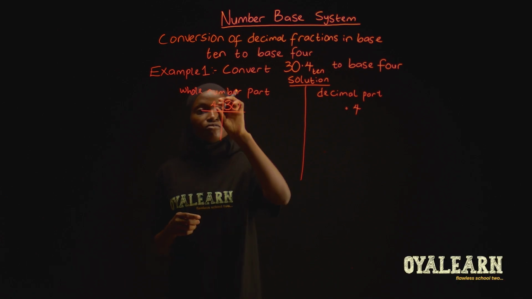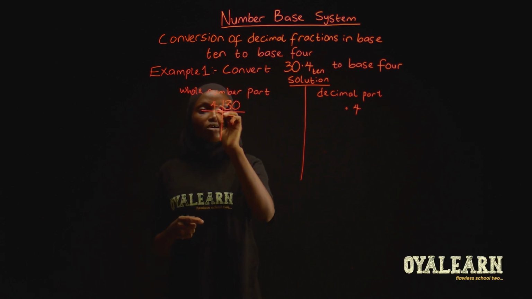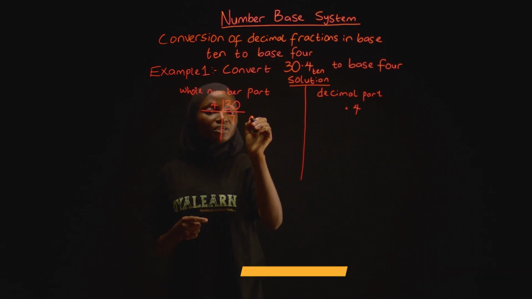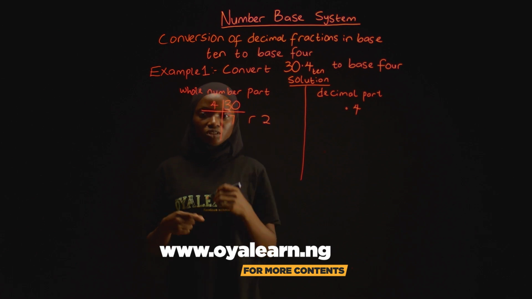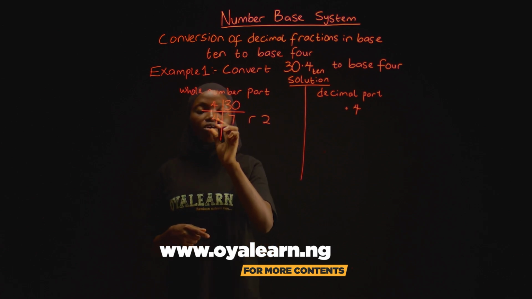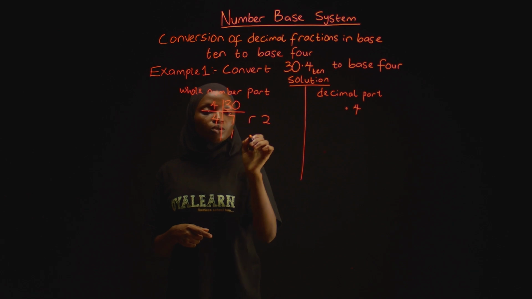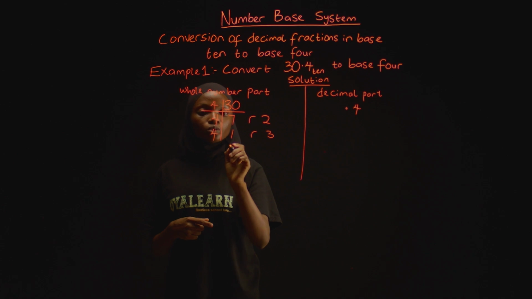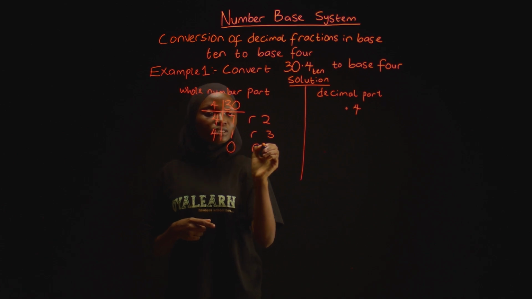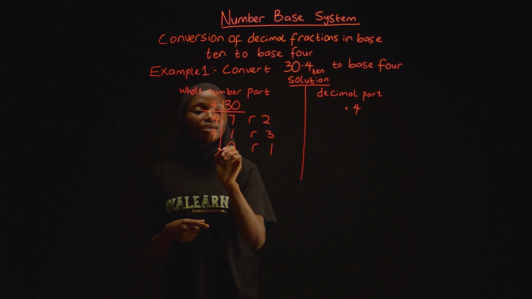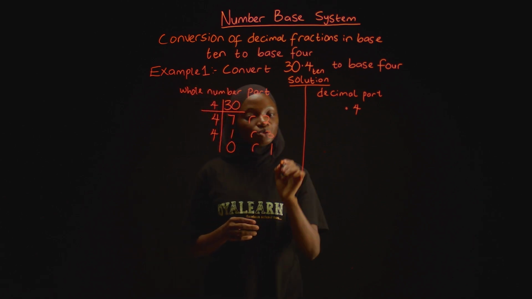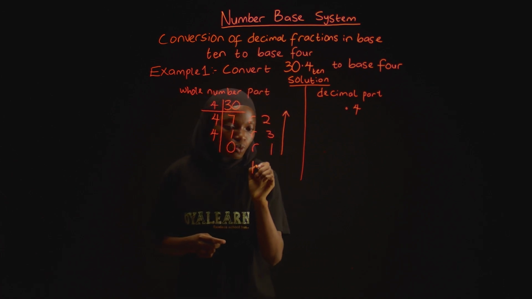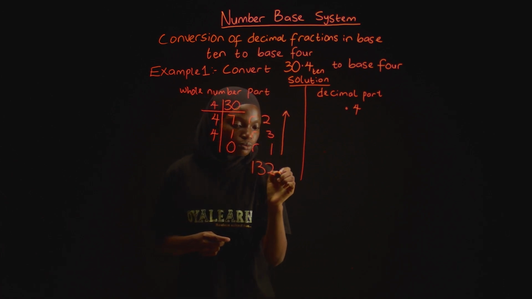So let's divide. 4 goes in 30, that's 7. 4 multiplied by 7, 28. And when you take 28 from 30, you have a remainder of 2. We divide again by 4. 4 goes in 7, 1. Remainder 3. Divide again by 4. 4 goes in 1, 0. Remainder 1. Here, further division is no longer possible, so we read the remainders upwards. So here we'll have 132 base 4.